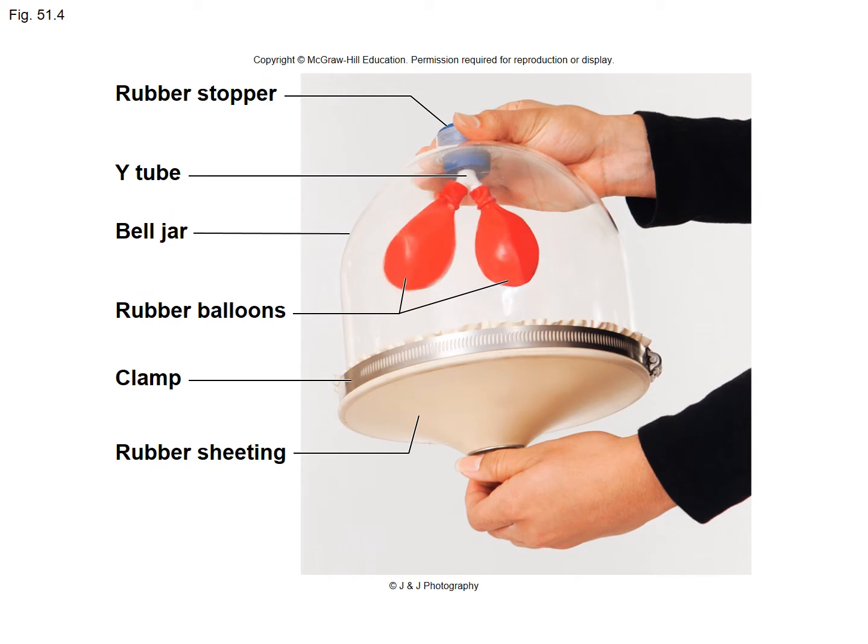This is a nice model that we use in the lab. Unfortunately, we didn't meet at the lab yet because of COVID, but this is how it looks. It's a very nice model of your lungs and your respiration. You have the rubber stopper and the Y tube, and these two balloons represent both lungs. This will be the rubber balloons, this is the clamp that covers the model, and this will be the rubber sheeting.